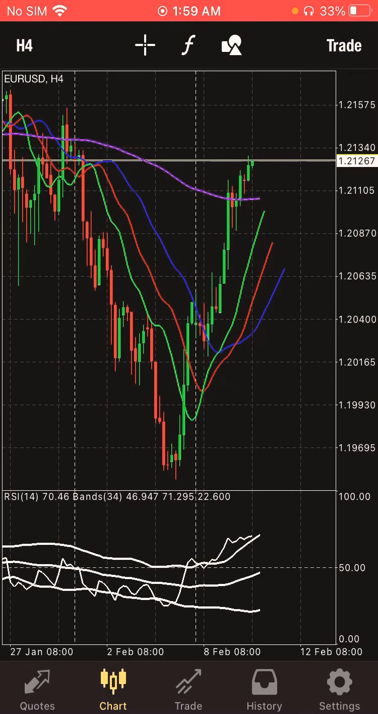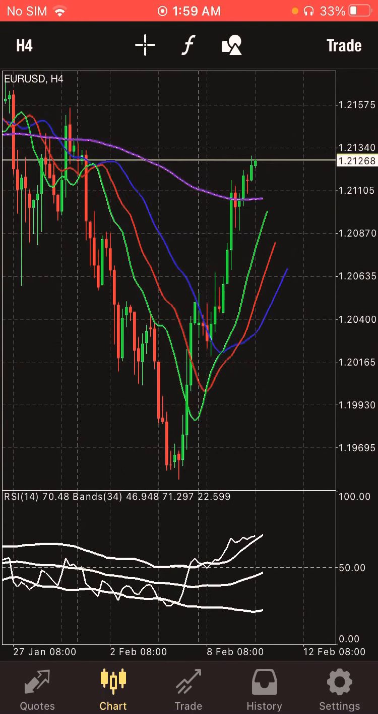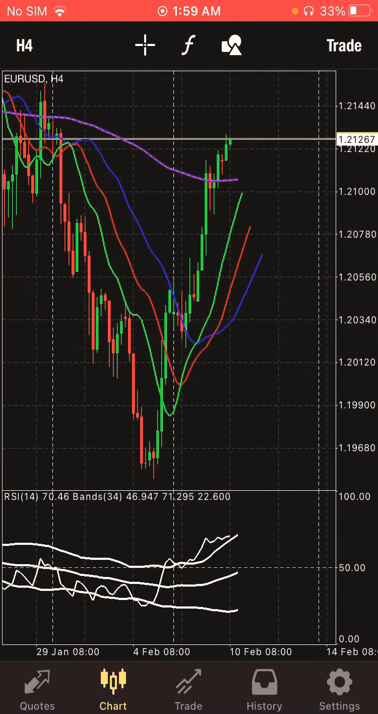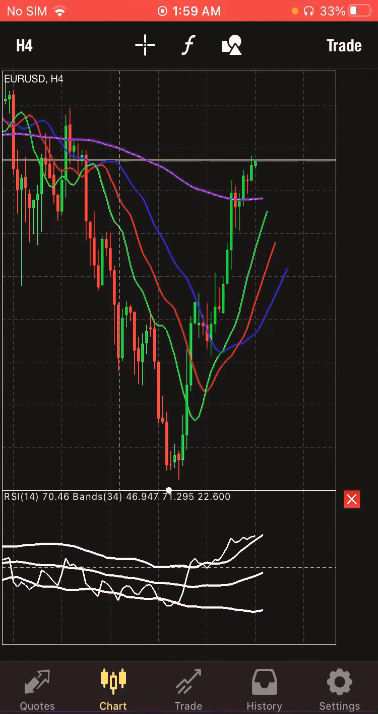And what we're going to talk about now is our Sharkfin method. Our Sharkfin method is a little bit more complicated and less straightforward than our alligator method, but it's not hard to understand, right?